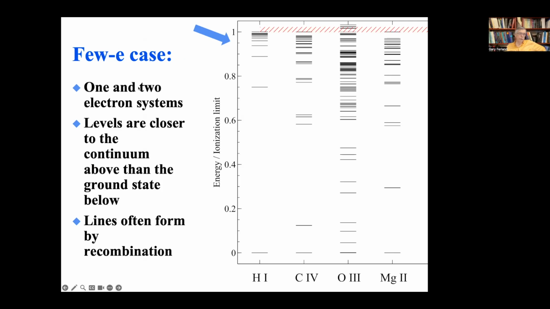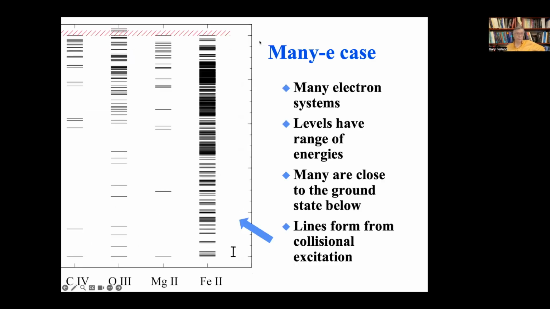So for one and two electron systems, like hydrogen 1, helium 1, helium 2, the levels are going to be very close to the top of the atom, up near the continuum. If you see, say, H beta, it is this transition from here to here. It's a pretty high up level. It's better coupled to the continuum up here than it is to the ground way down there. So these levels up here tend to be populated from the continuum. They produce what's called a recombination line.